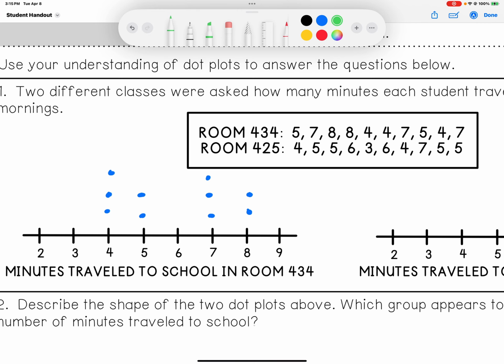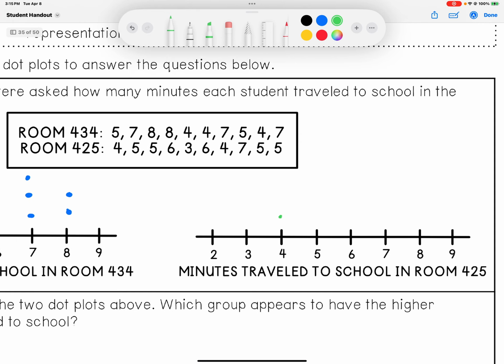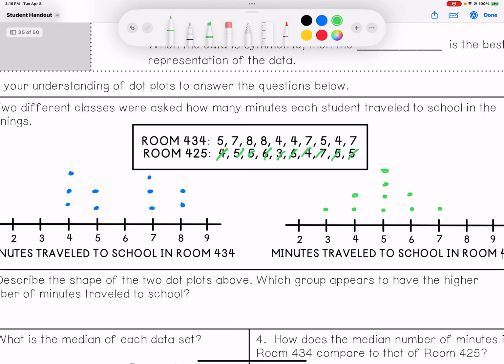All right, now I'm back to where I'm supposed to be. We have 4, 5, 5, 6, 3, 6, 4, 7. Now, that's what yours should look like. So you should have 4 dots, 2 dots, 2 dots, 1 dot, 1 dot. You don't have to write that. I'm just showing you.